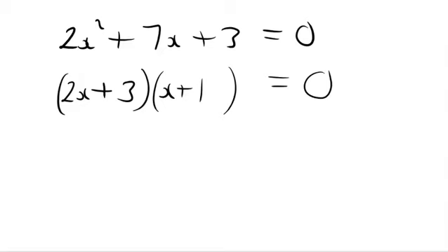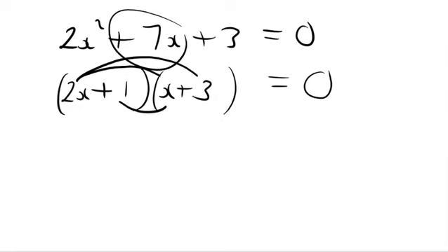If I do 3, 1 and check, I can see at once it won't work because that's 2x squared, that's fine. But 2x here and 3x here together give me 5x, not 7x. Which means therefore it has to be 1, 3. And if I check now, it does work. 2x times x, 2x squared. Here is plus 6x, plus 1x is 7x, and then plus 3 at the end.